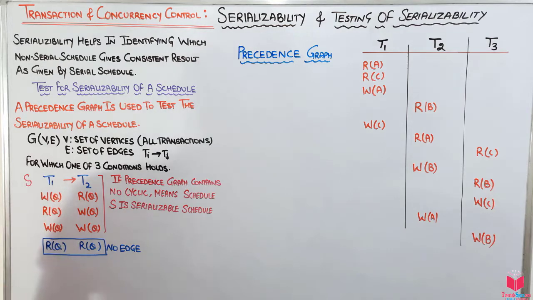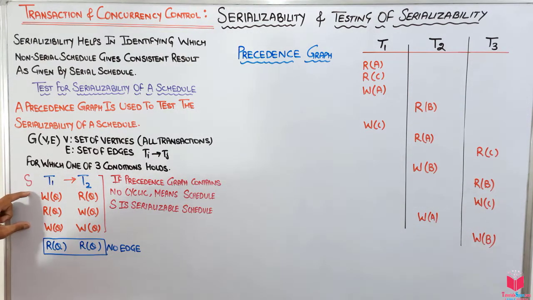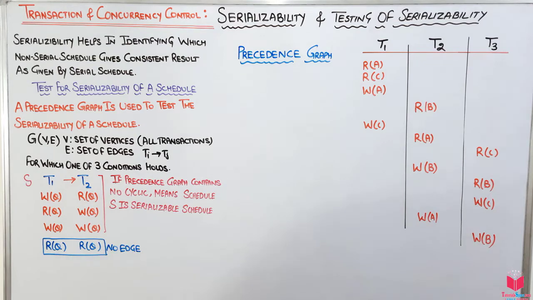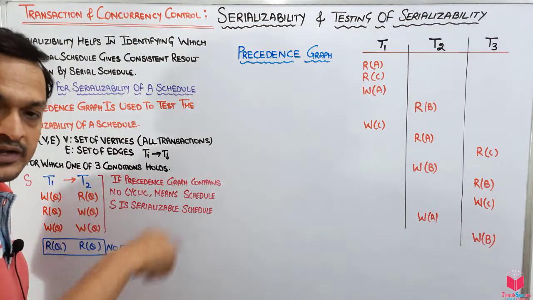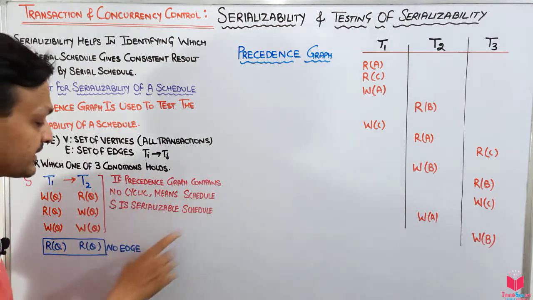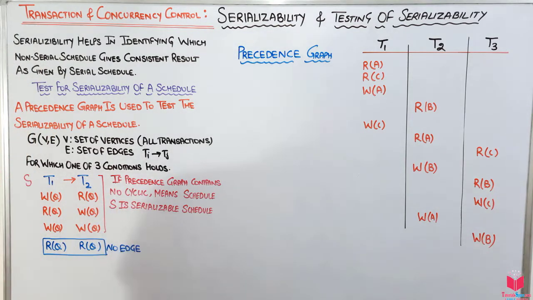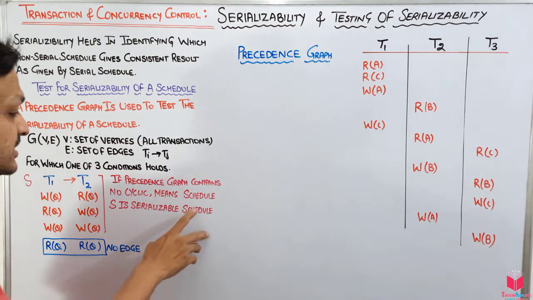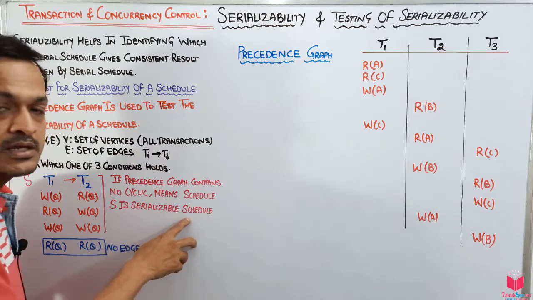So in this way we will check all the instructions of the transactions and create a precedence graph. But remember, if there is a read operation from transaction T1 on Q and subsequently there is also a read operation on the Q variable, then we will not put any edge. So these are the only three conditions on which we will put an edge. Now after creating the precedence graph, if it contains no cycle, that means this schedule S is a serializable schedule.